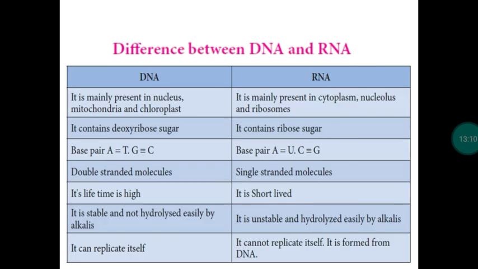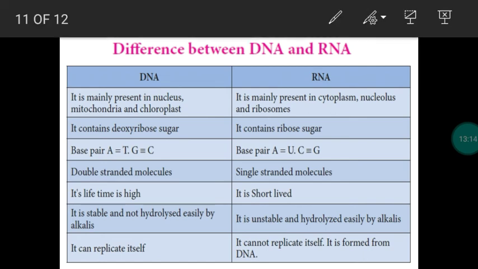Next, differences between DNA and RNA molecules. A probable 5 marks question. DNA molecules are present in the nucleus, mitochondria as well as chloroplast. As we studied, RNA is present in the ribosomes, cytoplasm as well as nucleolus. Then what type of pentose sugar is present in the nucleic acid? In DNA we have deoxyribose pentose sugar. In RNA we have ribose pentose sugar.